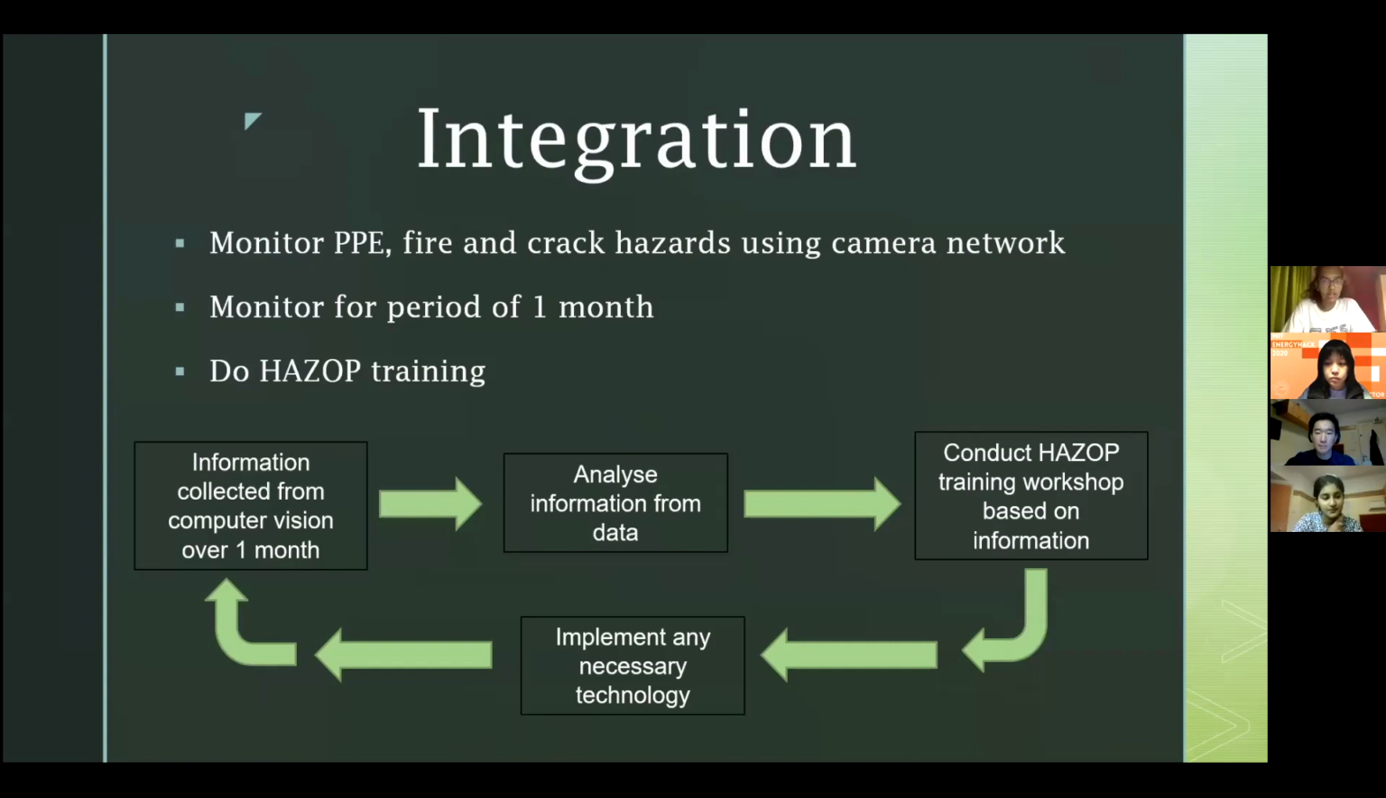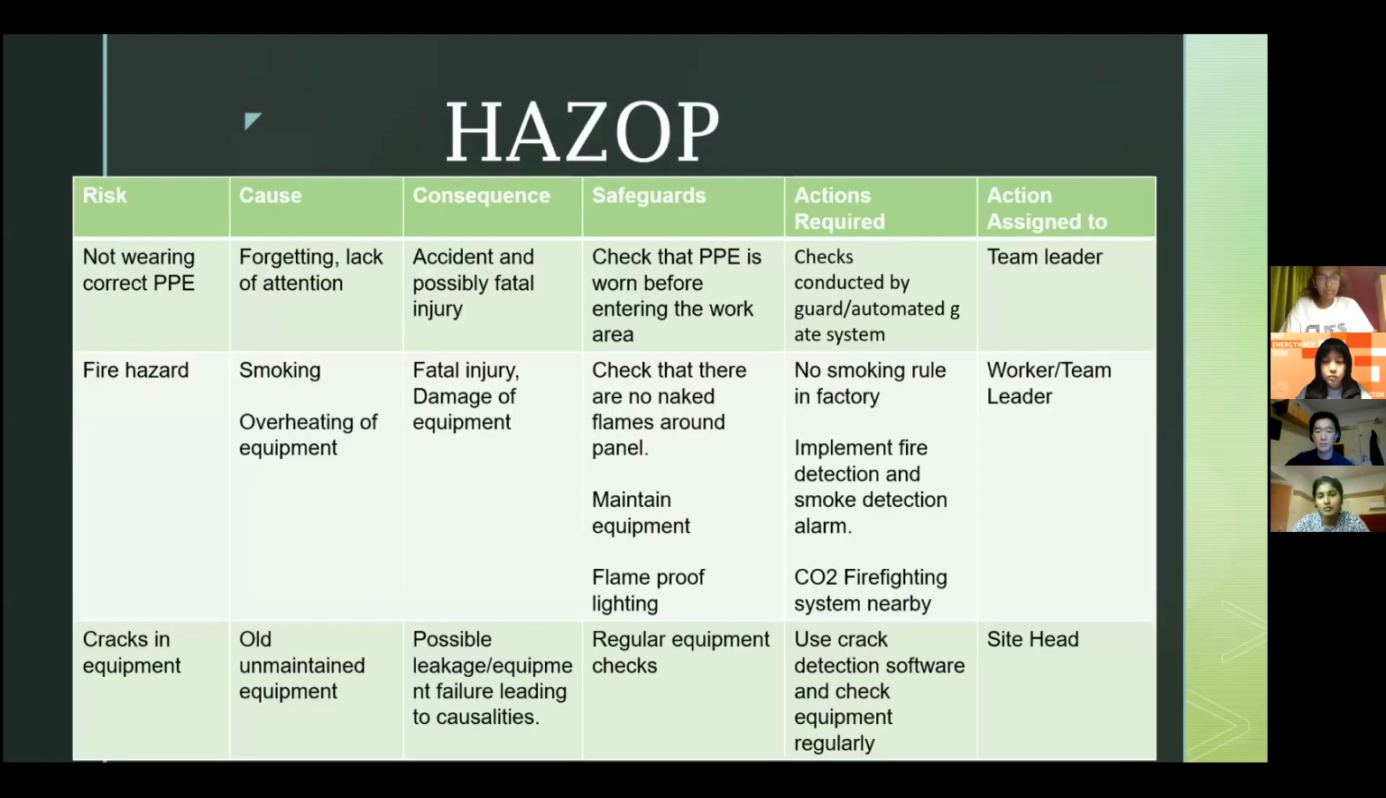So how are we going to integrate together? So as you can see, we'll monitor the system using the PPE, fire, and crack hazards using the camera network that was mentioned in the previous slides over a period of 1 month or so. And then according to the flowchart, which is shown on the slide here, you can see that after the analysis is done, HAZOP analysis training workshop will be conducted with the workers to let them know and make them aware of what the potential hazards are and what can they do to minimize it and how can they improve their performance, implement any necessary technology, and the information will again be collected over a month and the process will be repeated.